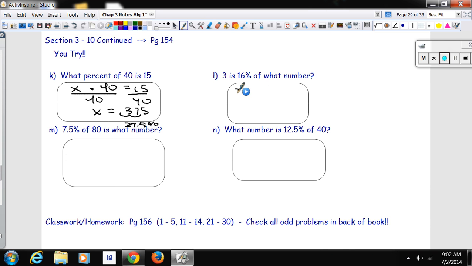3 is means 3 equals. 16% would be 0.16 of is times, and what number is x? I need to divide by 0.16 to get x by itself. So 3 divided by 0.16, get 18.75.